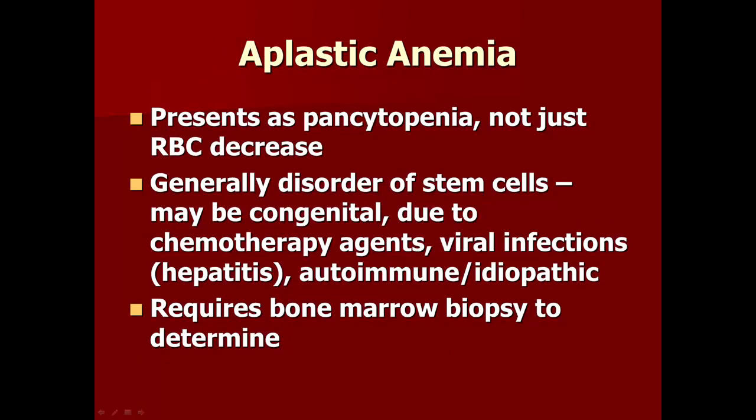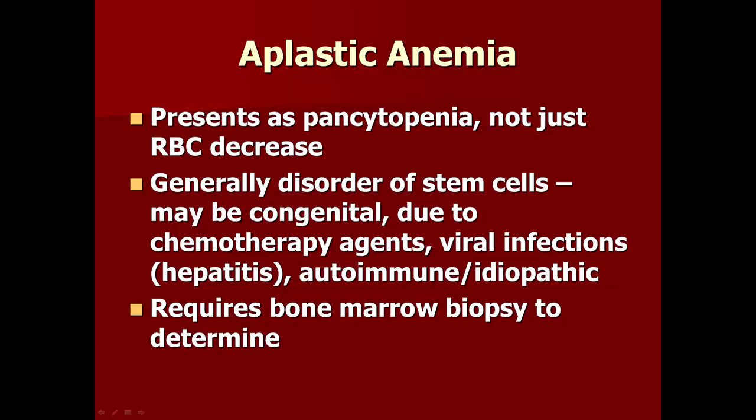So what is aplastic anemia? Well, I mentioned aplastic anemia earlier when I talked about thinking about bone marrow function in general. Aplastic anemia presents as a pancytopenia, not just as an anemia, even though we call it aplastic anemia. You generally will see the anemia first, and then as you see that pancytopenia, you'll also see a decrease in the white cells and the platelet counts.